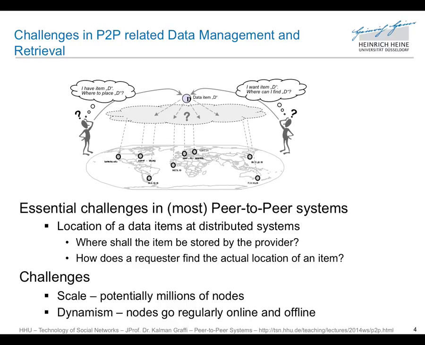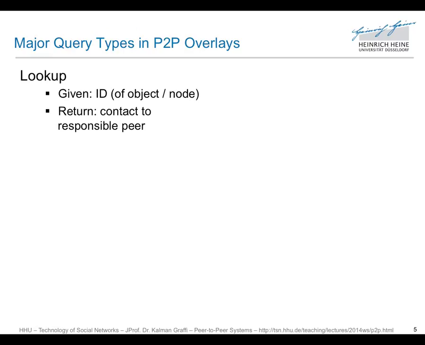So if we have a network of a million nodes, this is the one problem, the scale. So we have potentially millions of nodes. How do we find the single node that has the single data item that you want? And the second part, dynamism. So if the nodes go online and offline, and they change what they offer, and they change what they want, we cannot calculate it up front and use this information, so we have to calculate it on time. And we typically consider two major query types in peer-to-peer overlays. These are very important to memorize.